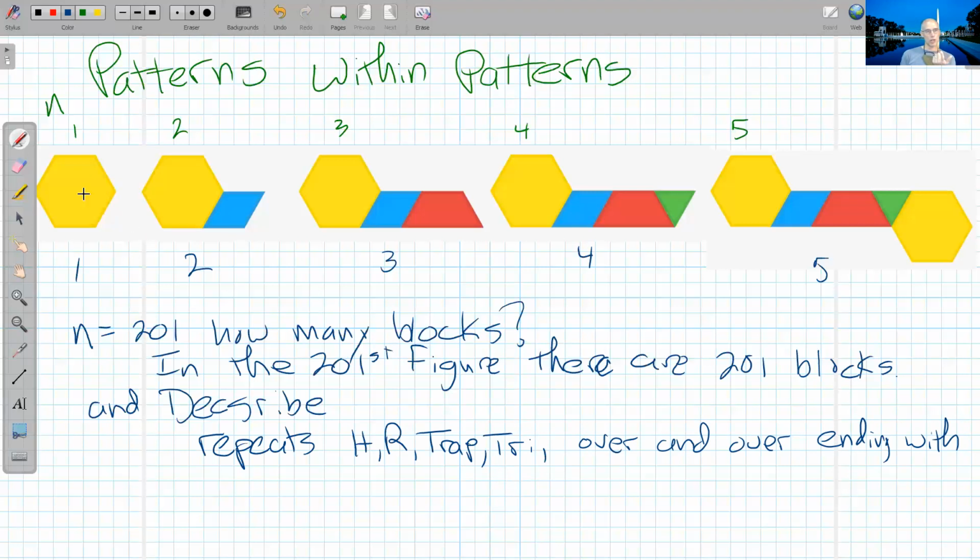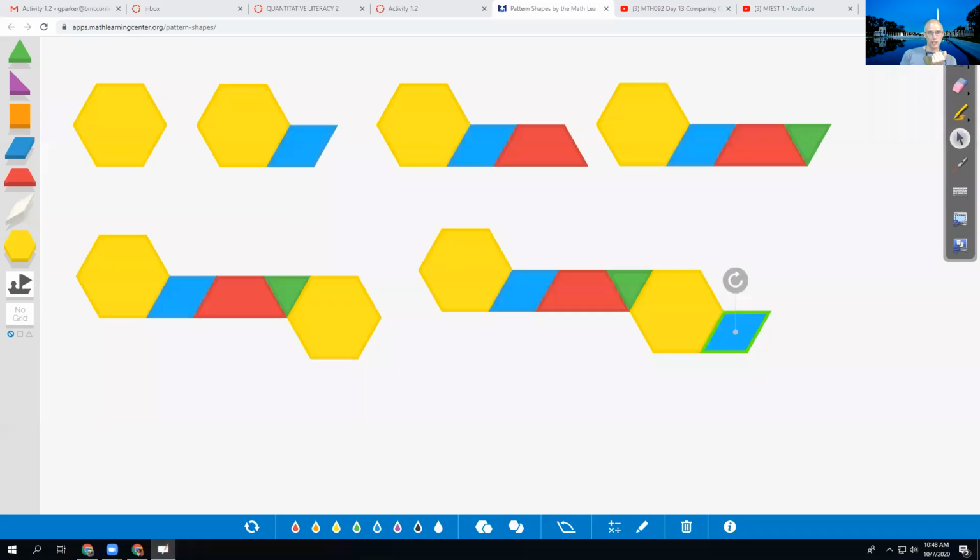The first one started and ended with a hexagon. The 5th one started and ended with a hexagon. What's the next one that's going to start and end with a hexagon? So I'm just going to pick on hexagons for a minute. And then if I look at that other page, the second one here ended with a rhombus, and then the 6th one ended with a rhombus. What's the next one that's going to end with a rhombus? Well, it's definitely repeating a pattern of 4.